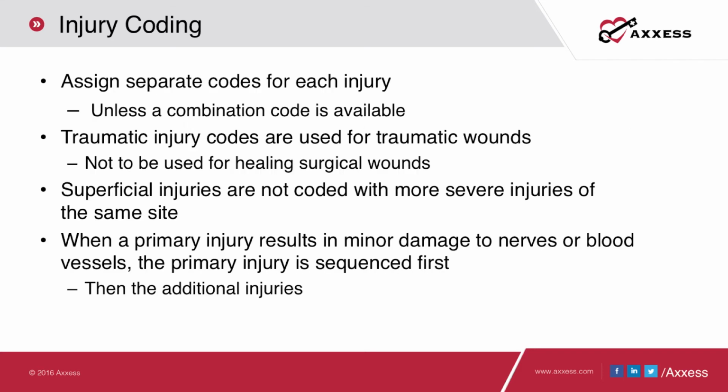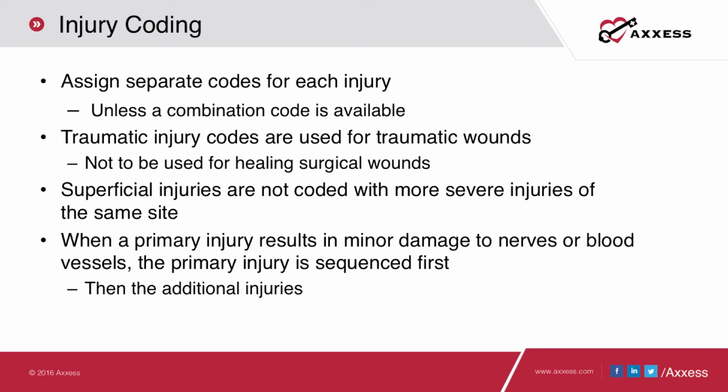When you're coding injuries, make sure you assign separate codes for each injury unless there's a combination code available that covers more than one injury. Now, traumatic injury codes are used for traumatic wounds. They're not to be used for healing surgical wounds or any other kind of wound. And I bring that up because quite often in home care, you'll see open wounds coded when it should really be a healing surgical wound or some other kind of wound. So make sure you realize that the injury codes from traumas are actually due to traumas.